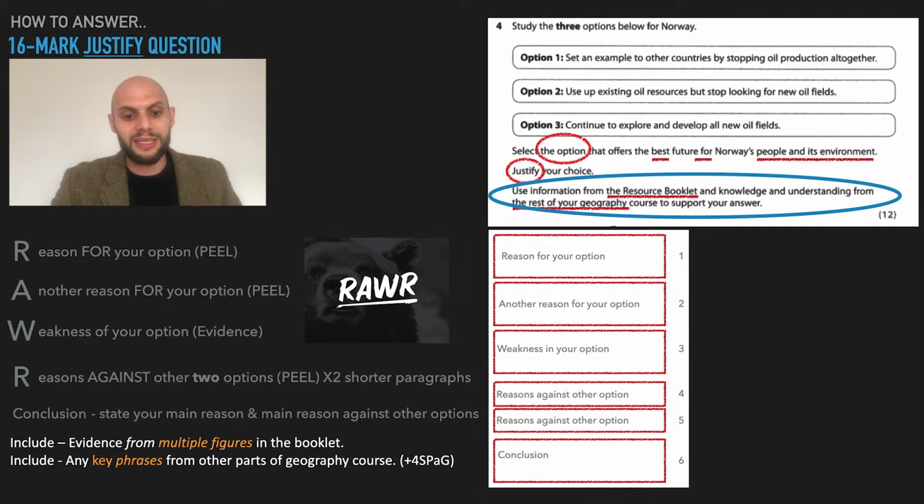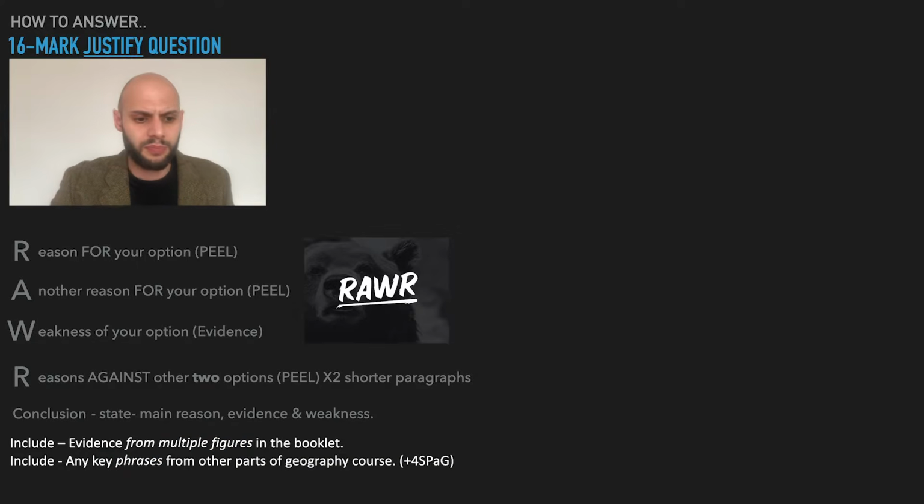Okay, guys, this is how the structure is going to look. It's going to be about 6 paragraphs. As you can see, I've broken them up by size. 1, 2, and 3 are all about your option that you've chosen: one reason for, another reason for, one weakness of your option. Then the 4th and 5th paragraphs are going to be the reasons against the other 2 options. They're going to be smaller, you can see. And then your final paragraph is going to be your conclusion. So that's the structure, following the guidelines of RAW plus conclusion.